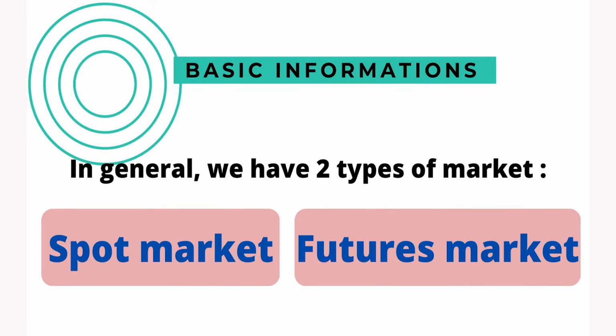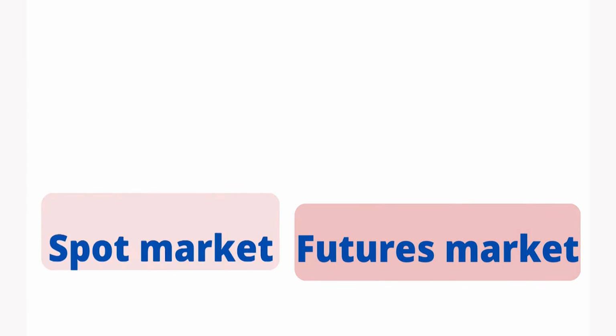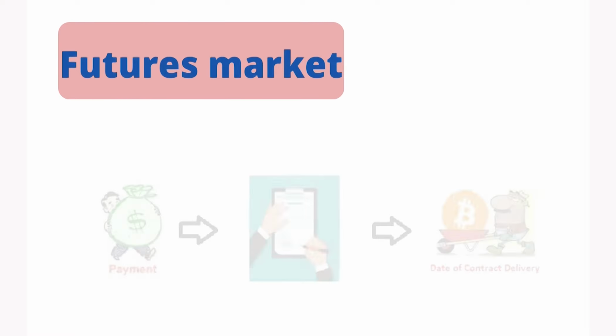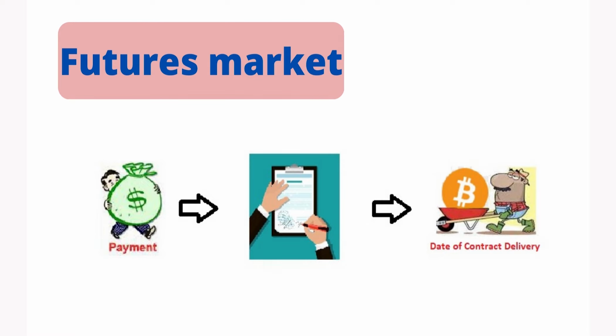First, we're gonna learn some base information. Generally, we have two different types of market in cryptocurrency market: spot market and futures market. In the spot market, currencies are traded for immediate delivery. You pay and you receive it immediately. On the other hand, futures market is based on the delivery of the asset at a future date. You will pay and sign a contract for a dated future, for example 2 months later, and you will receive your asset at the date of contract.